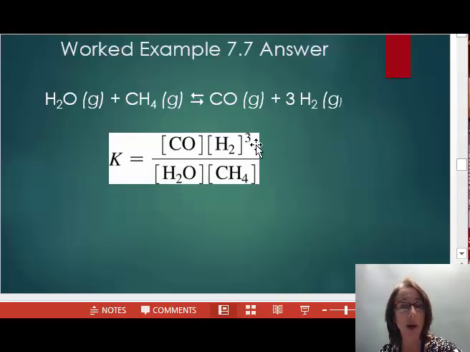The ratio of products to reactants at equilibrium at a given temperature is constant. There is some number that K is equal to, although this problem just wants to give you practice writing out the expression.